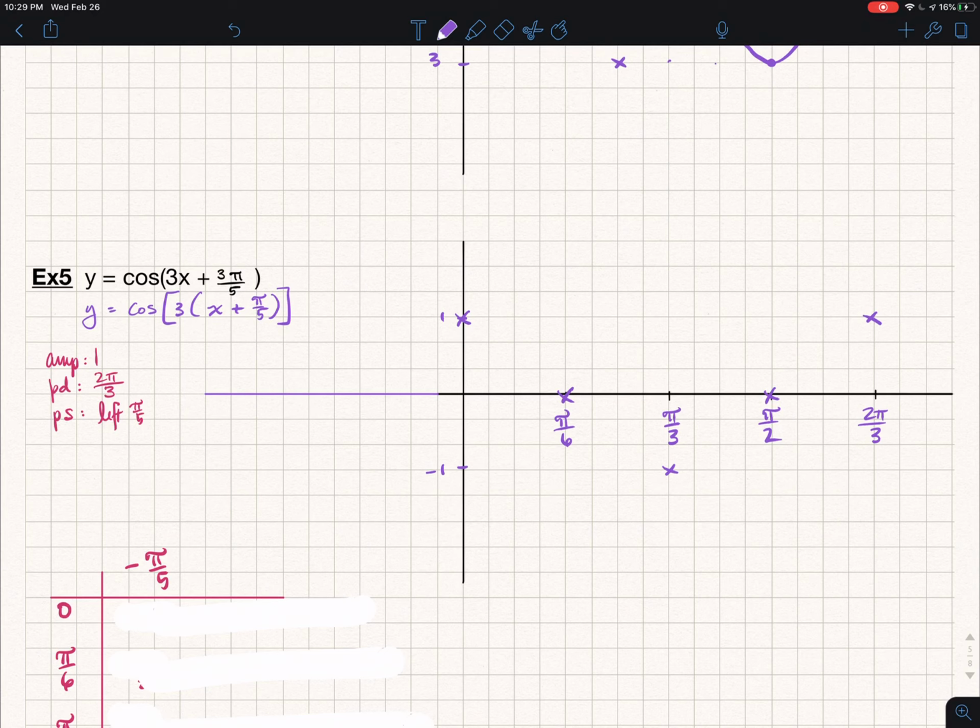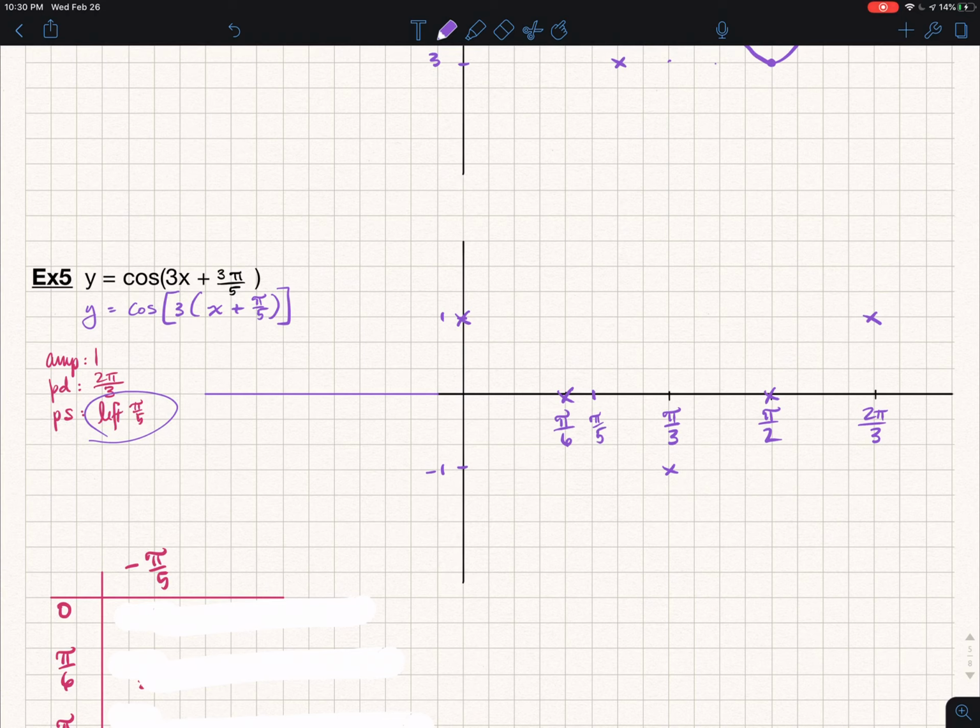Now I need to take my 5 values and I need to shift them to the left pi over 5. And you say, I don't know where pi over 5 is. You're right, you don't. But wouldn't you guess that the distance of pi over 5 is somewhere between pi over 6 and pi over 3? Because 5 is between 6 and 3? And not only that, wouldn't it be closer to the pi over 6 than it would the pi over 3? So we might not be exactly spot on accurate, but we're just going to give a good guesstimation of pi over 5.